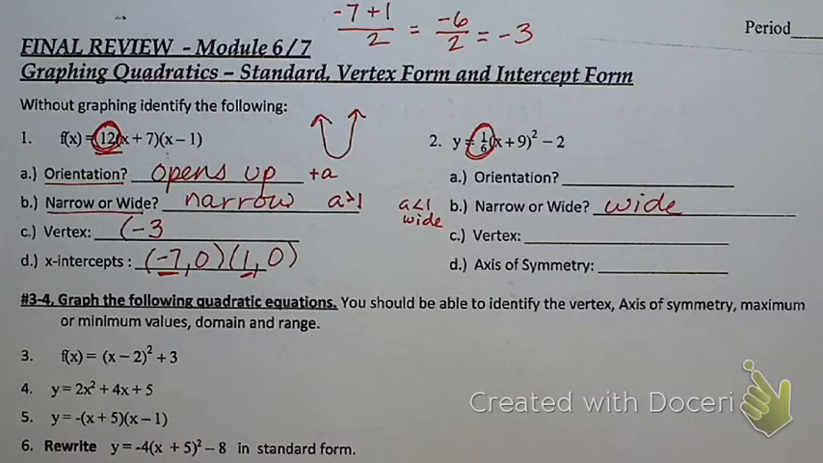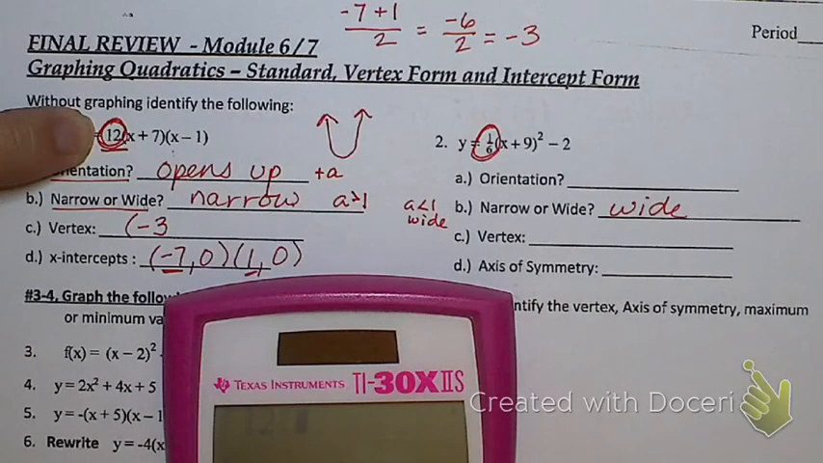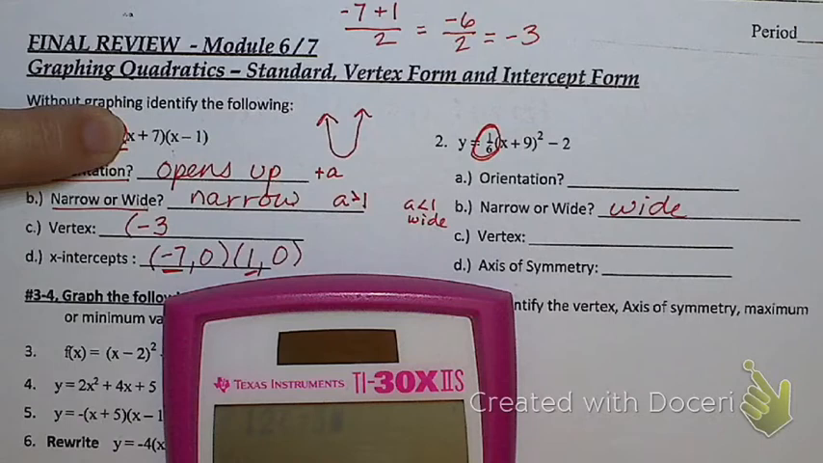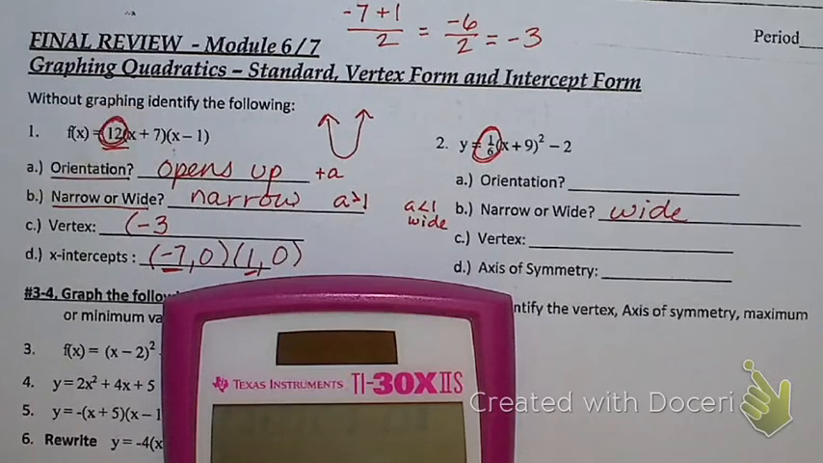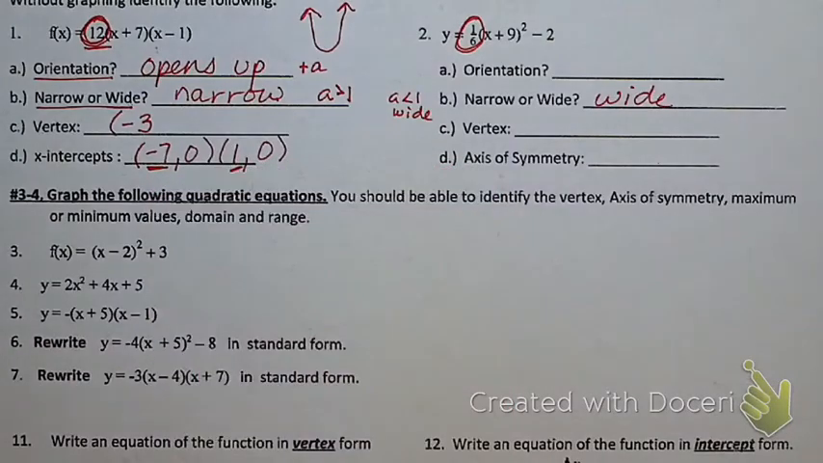How would I find the y value of my vertex then? Plug it in up here. So 12 parentheses, negative 3 plus 7 parentheses negative 3 minus 1. Negative 192. Good thing I'm not graphing that. That's ugly.